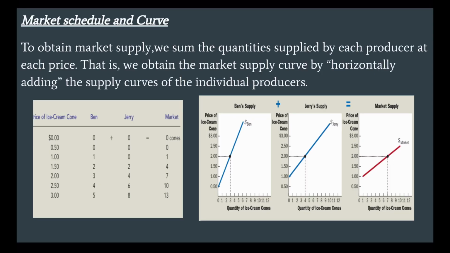The market schedule and curve. To obtain market supply, we sum the quantity supplied by each producer at each price. That is, we obtain the market supply curve by horizontally adding the supply curves of the individual producers.